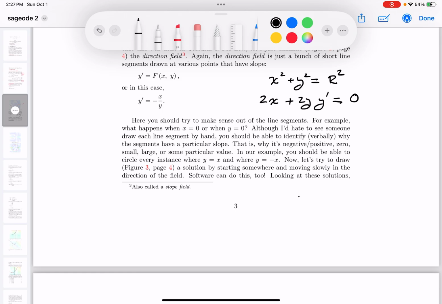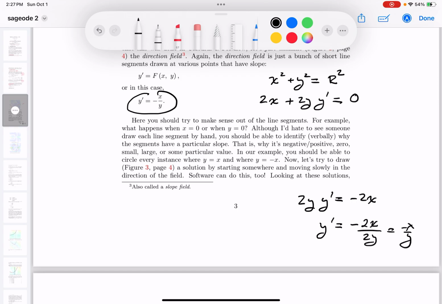So if you were to do that, what do you get? You get 2y y prime equals minus 2x. Divide both sides by 2y. This should be reminiscent of what you did in Calc 1, implicit differentiation, by the way. So what do you get up there? Minus x over y. So that does appear to be the case, by the way, that the recognized solution over here is going to be a circle.